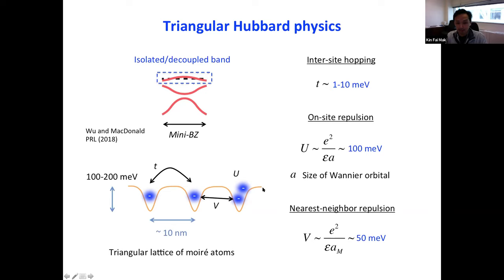The on-site U is big, determined by the size of the Wannier orbital, about 2 nanometers. You can plug in the numbers and calculate that U is on the order of 100 milli electron volt. And the next nearest neighbor Coulomb repulsion, V, is determined by the moiré period and is about 50 milli electron volt. You can see that both U and V can be big compared to the kinetic energy of the electron, or the tunneling rate between nearest neighbor sites. So the system is really in a strong correlation limit.